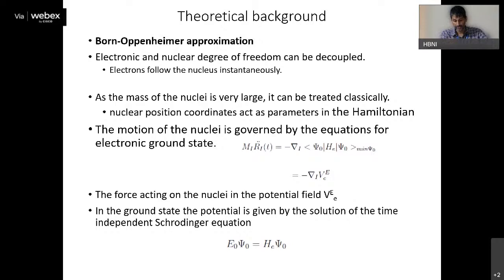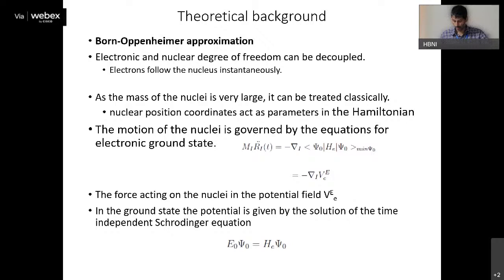If we can solve this equation, then we can construct these potentials, and these potentials can be used to define the nuclear motion. Here I should mention that these nuclei are quite heavy, and can be considered classically. So what is being done is you treat nuclei classically as we did in the last lecture. But the force which is exerted on these nuclei comes from the quantum mechanical calculations. So the force field we can extract from this time-independent Schrödinger equation.